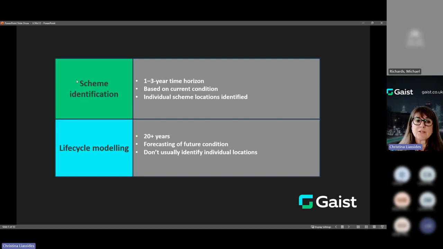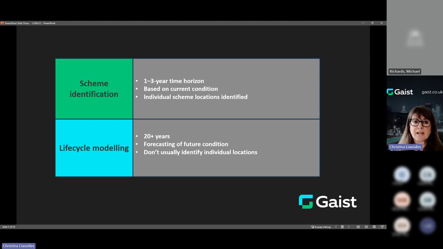Okay, so I put two things on there, scheme identification, and I guess a lot of you will be very used to working with scheme identification, tends to be the more immediate needs of the highway asset. So we're looking at often 1 to 3 years, maybe 1 to 5, if you want a medium-term plan for scheme identification. And it's usually based on current conditions, so it'll be based on all the information that you have now about what needs fixing. And it identifies individual locations. You may not be able to fix all those locations. You may not be able to carry out maintenance on your entire long list, but you're locating logical areas for schemes in the near future.